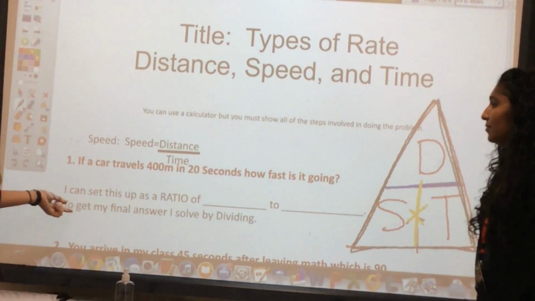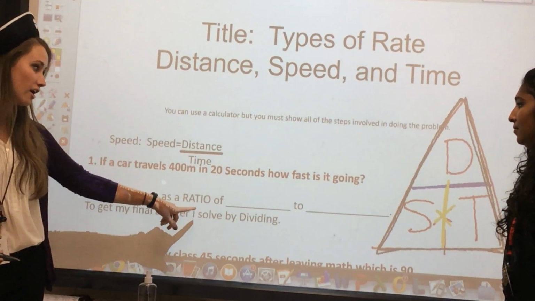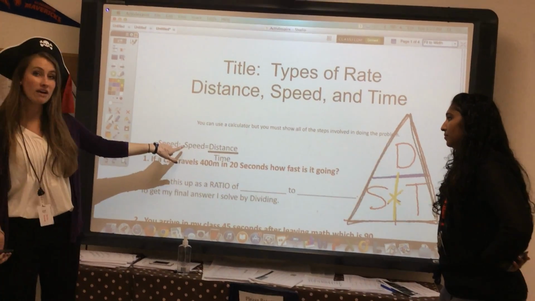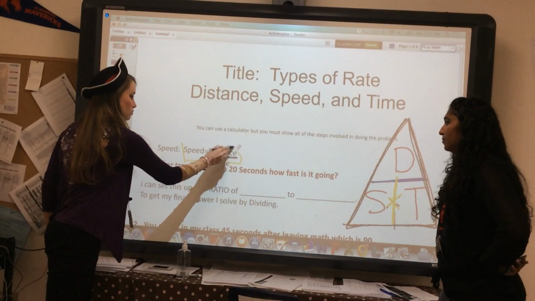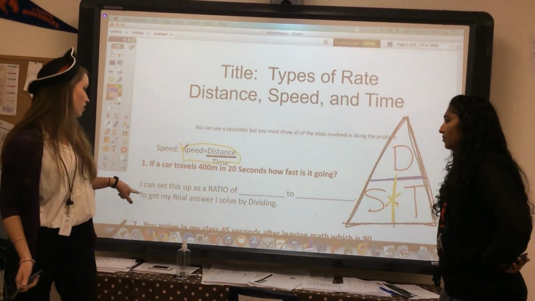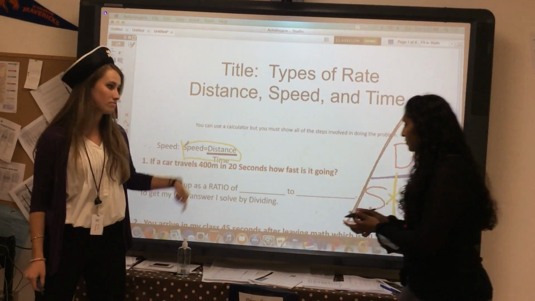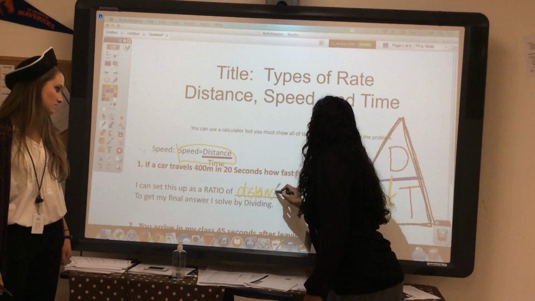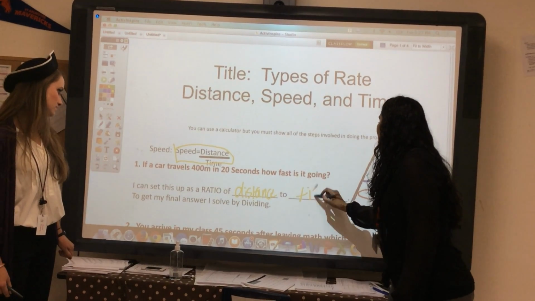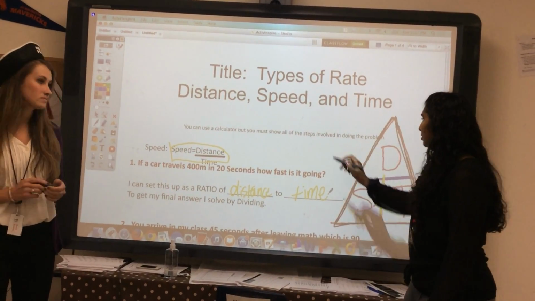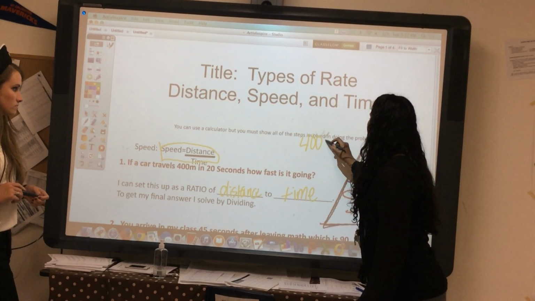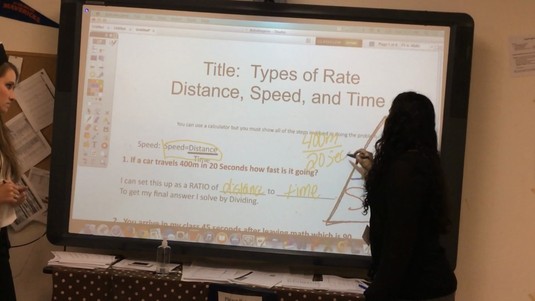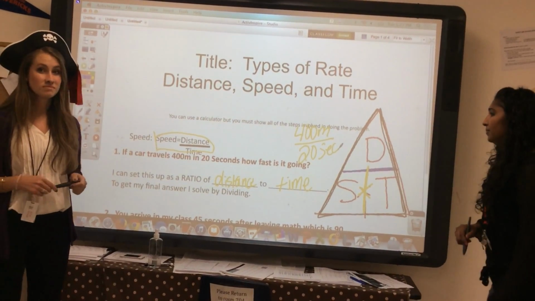Well, I know that I can set this up as a ratio of blank to blank. Based on our formula we have here, we know that we can set it up as a ratio of the distance to the time. Okay, so I'm going to set it up with distance to time. So I have a ratio of 400 meters to 20 seconds. That seems pretty easy.